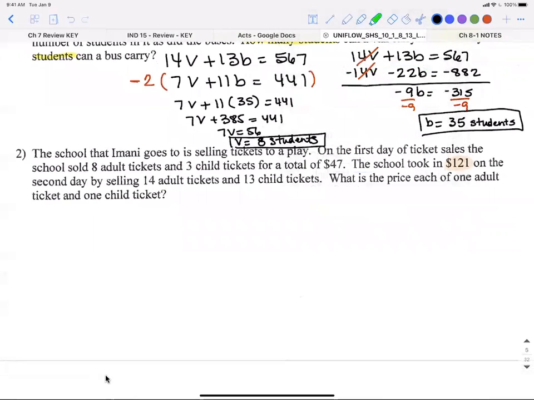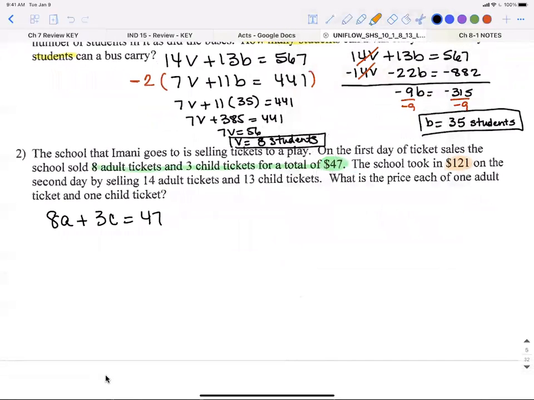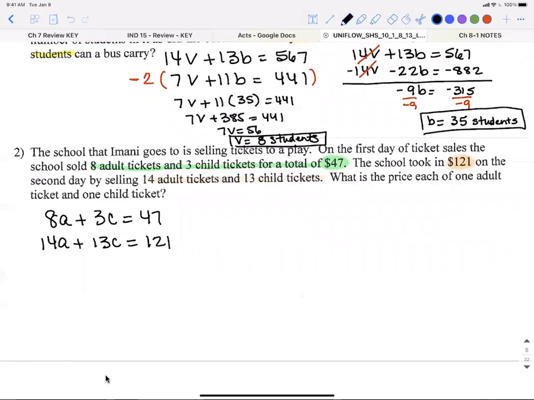First day of sales, we've got 8 adult tickets and 3 child tickets for a total of $47. So that's going to be 8 adult tickets plus 3 child tickets, totals $47 in sales. Then we go to the second day and we make a total of $121 by selling 14 adult tickets and 13 child tickets. So 14 adult tickets plus 13 child tickets totaled 121.